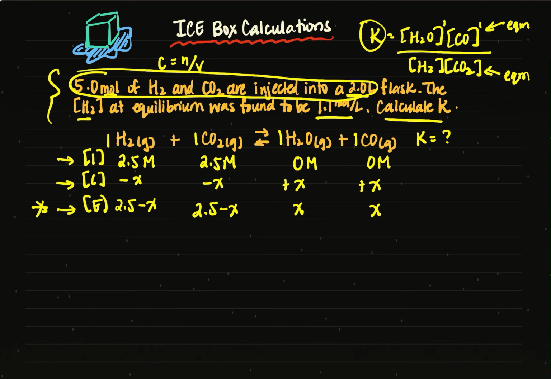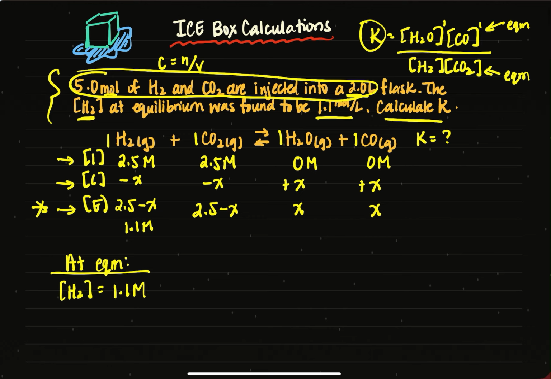It tells me that hydrogen's concentration at equilibrium is 1.1 moles per liter. So I know hydrogen has an amount of 1.1 M at equilibrium. I can use that to solve my x value. So let's do some work underneath. We're going to say that at equilibrium, I know that H2 gas equals 1.1 moles per liter. I know that H2 gas started at 2.5 moles per liter. It decreased by a certain amount.